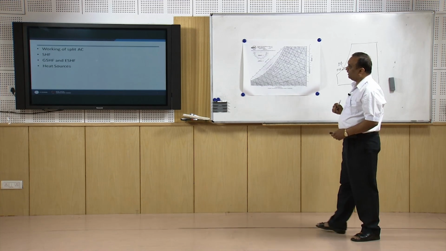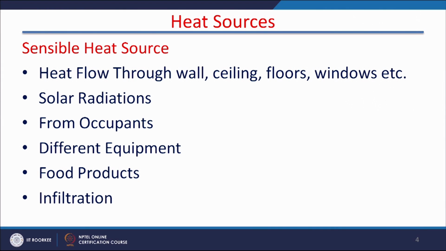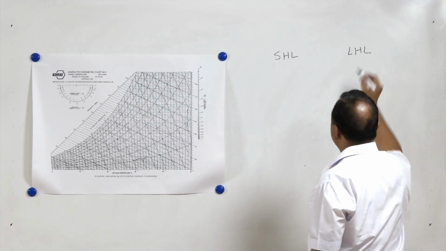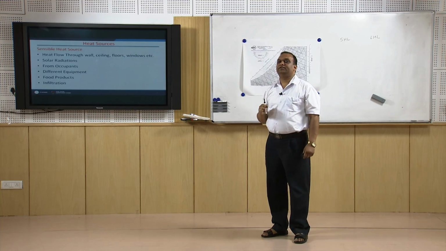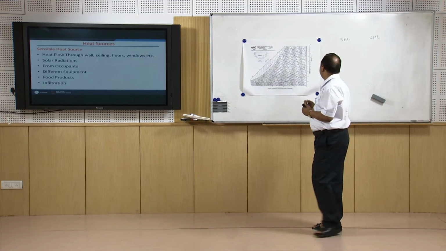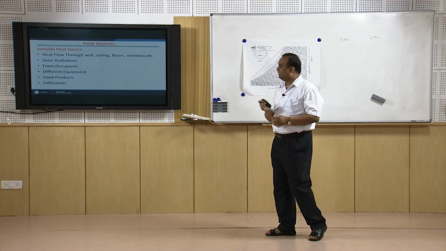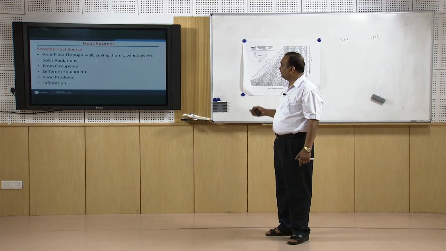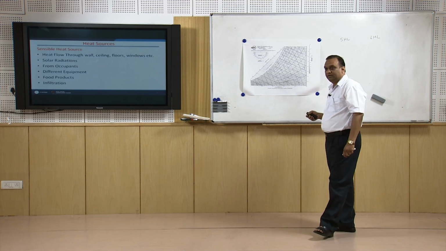Now, heat sources in a building can be divided in two parts, that is sensible heat load in a building and latent heat load in a building. Sensible heat load is that load when there is energy addition in the building, there is a temperature rise. There are many sources for sensible heat load: heat flow through walls of the room, through the ceiling, through the floors and windows, and through windows and doors there is infiltration also, and infiltration also brings sensible heat to the room.